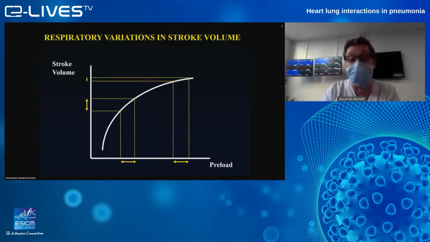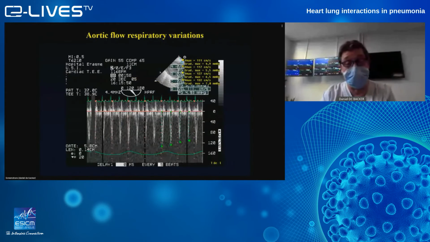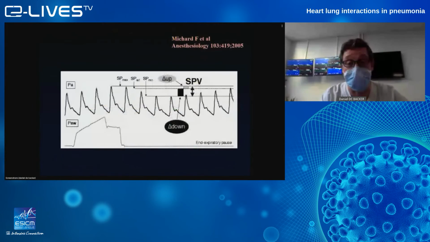And when we are on the flat part of the Starling relationship, there is no change in stroke volume. When we are on the steep part, there will be a change here in stroke volume. And this, of course, when we look at these respiratory changes in stroke volume, this will predict or might predict the response to fluids. Here we can see, looking at this by echo, that indeed during ventilation there is a marked fluctuation in the aortic stroke volume.